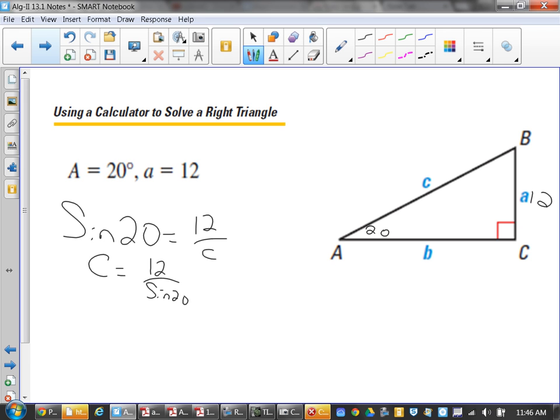Here's what I want you guys to get in the habit of doing. Write down what you're going to do before you put it in your calculator. Seriously, write down what you're about to type in prior to doing it, because it's so easy to accidentally type sine, or to type 12 divided by sine of 22 by mistake, but you wrote sine of 20. You're going to be wrong if you don't show me. You know what I mean? Show me what you're doing.